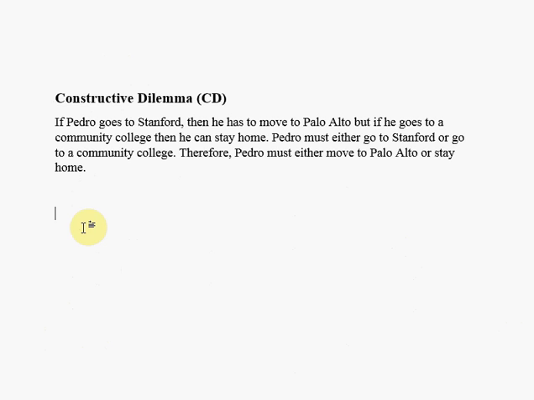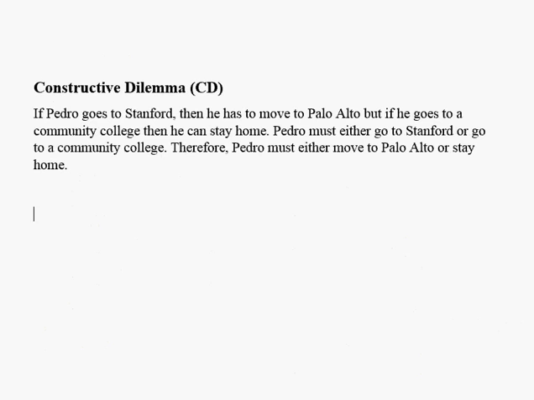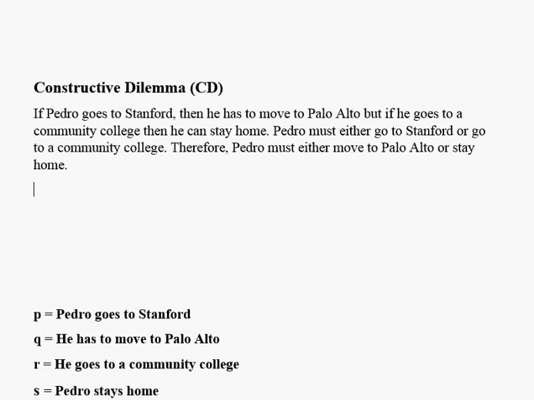So here it is. If Pedro goes to Stanford, then he has to move to Palo Alto. But if he goes to a community college, then he can stay home. Pedro must either go to Stanford or go to a community college. Therefore, Pedro must either move to Palo Alto or stay home. Okay, so that is the argument. There's a conclusion there. There are premises. Let's now look to see what those are in greater detail.